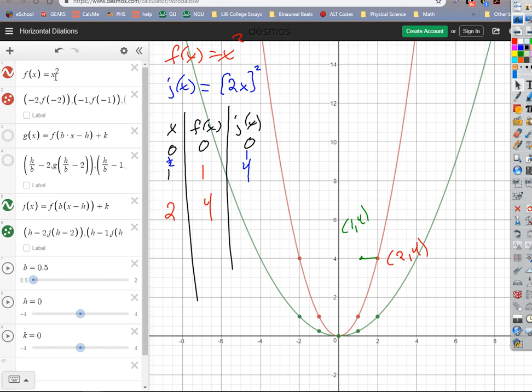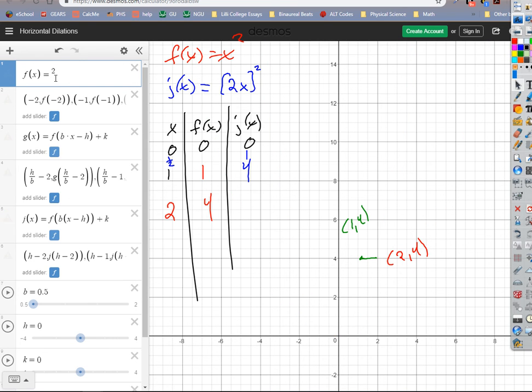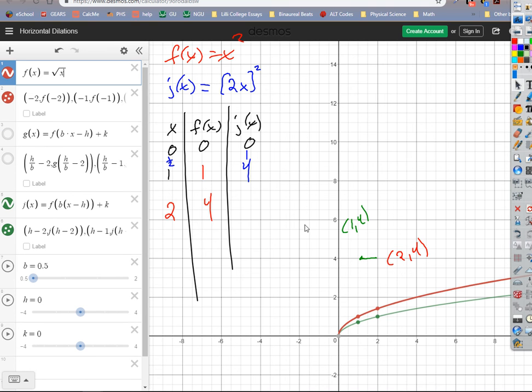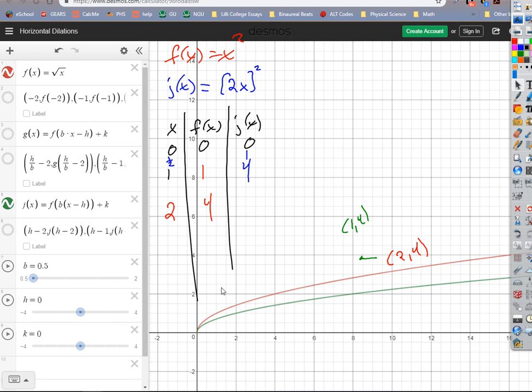This doesn't have to be an x squared graph. We could make this like a square root of x if we wanted. If that's a square root of x, well, there's our original parent graph, right? If I want to stretch this thing to the right by a factor of 2, well, that's what I just did, isn't it? Right?